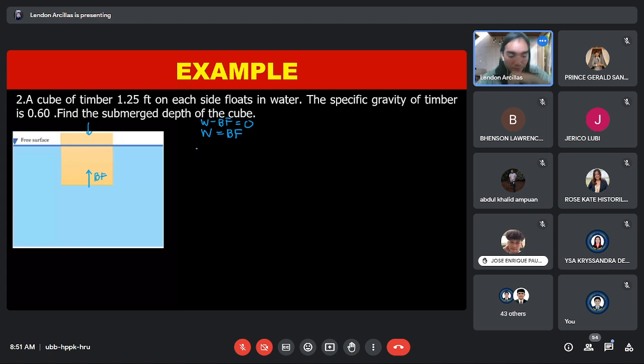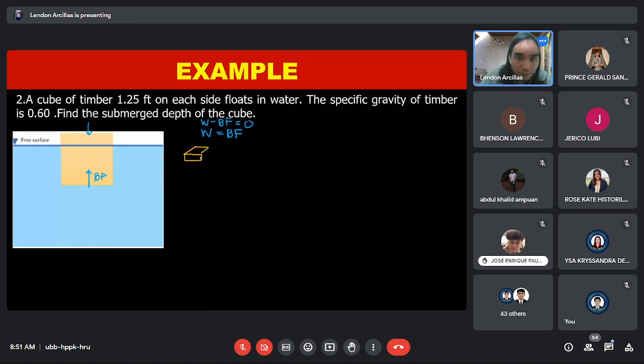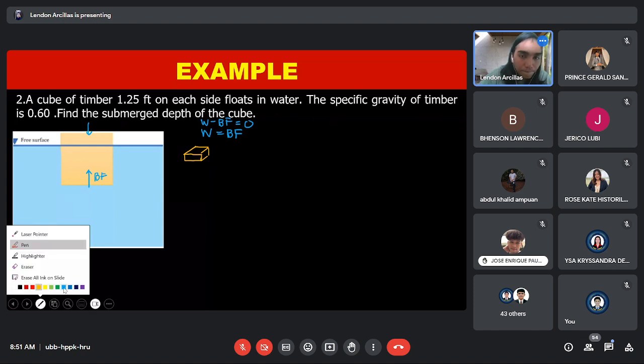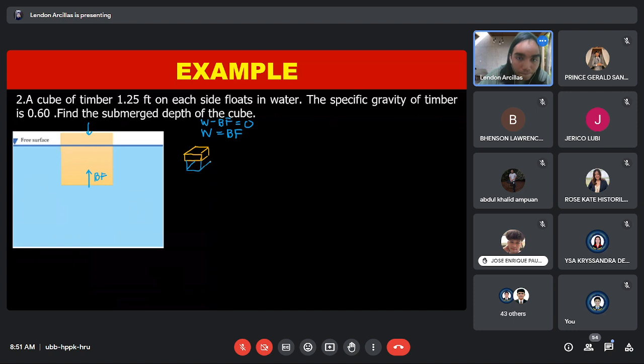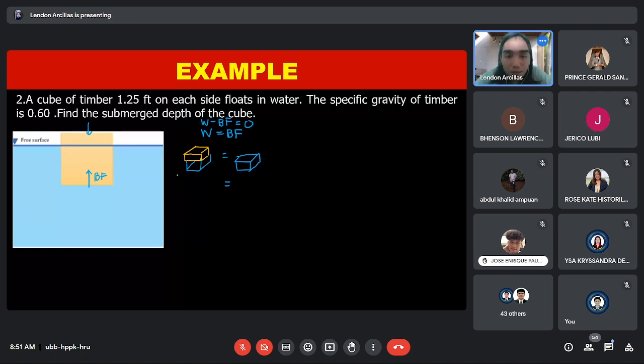So, how do we find the weight? If we analyze that one, teka lang, change natin yung kulay. That is the total weight. Yung buoyant force, yun lang yung nakasubmerge. Okay? And this is equal to, again, yung formula ng weight is the specific weight of the timber times the volume of the timber. Right? Okay, timber is T na lang para magkasya. Equal to the volume displaced times the specific weight of the water.